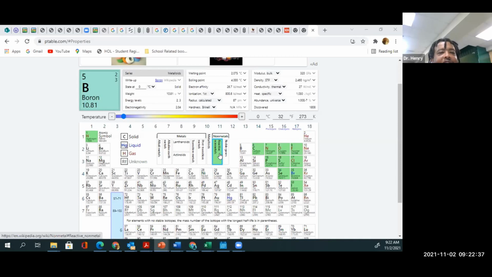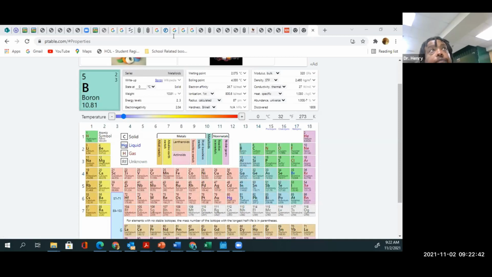And so that is called, now let me type this down, polar covalent bonding. Okay, so polar basically means that you're sharing, but you're sharing unevenly. Okay, so it's uneven sharing. Sharing of electrons.